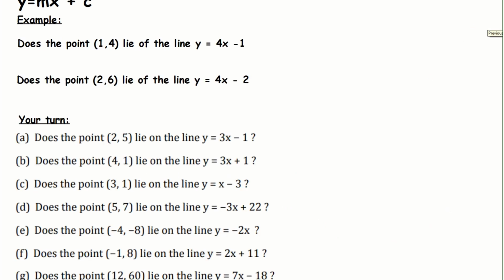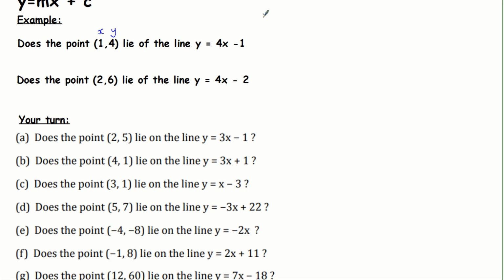So next we're going to look at whether a point lies on a particular line. Here I've got a couple of examples, and then again I'm going to give you a little bit of time to go through these. Does the point (1, 4) lie on the line y equals 4x minus 1? I've got to recall that the first number is the x and the second number is the y, and all it is is a substitution exercise. If I substitute x equals 1 into here and I get an answer of 4, then I know it lies on the line. If it doesn't, then it does not lie on the line.